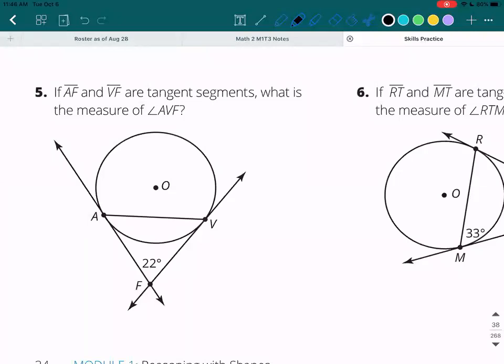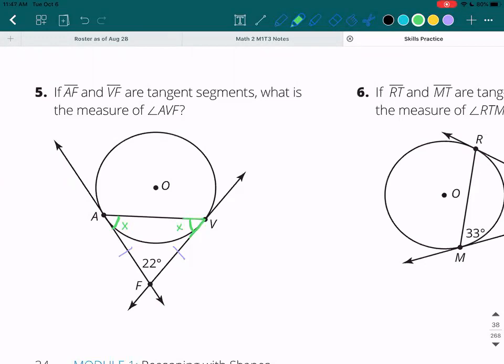Okay, so we have AF and VF are tangent segments. What is the measure of angle AVF? Let me write AF and VF are tangent segments, and they want AVF, so they want this angle. Remember that these two green angles are congruent, so I'm just going to call them both X. But specifically, they want us to find AVF.